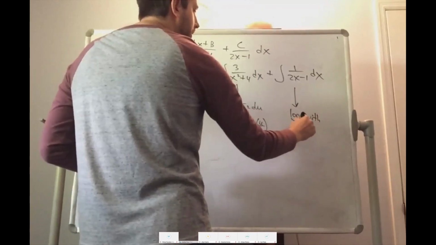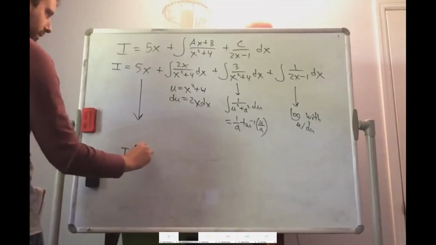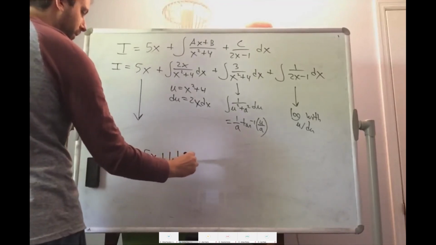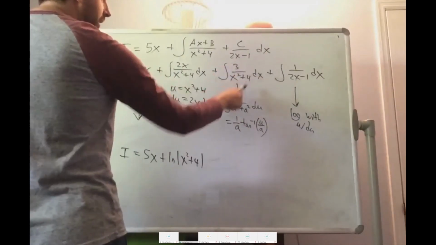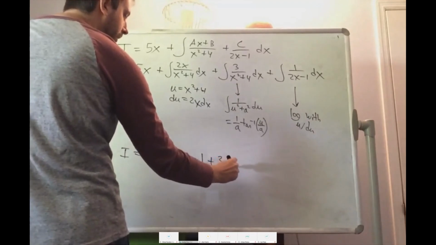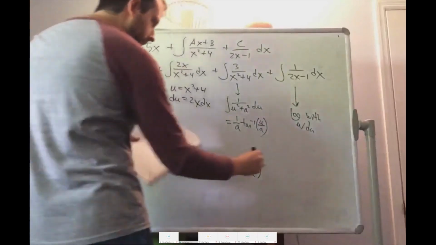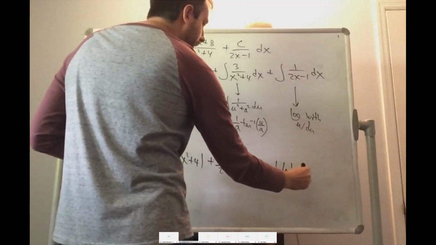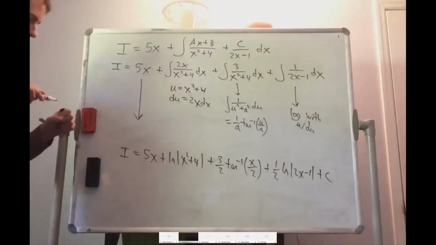There will be a little u du substitution in there, but the final answer is going to be this: 5x plus the natural log of x squared plus 4, plus 3/2 tan inverse x over 2, right? The 3 is a constant, the a is the 2. And this piece turns out to be 1/2 natural log of 2x minus 1, with the u du substitution, plus c. So yeah, kind of a brutal problem.